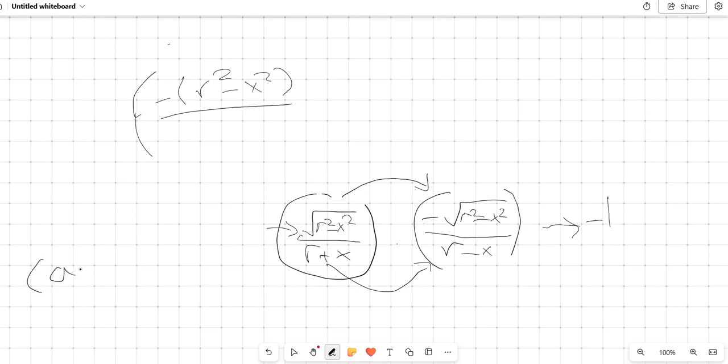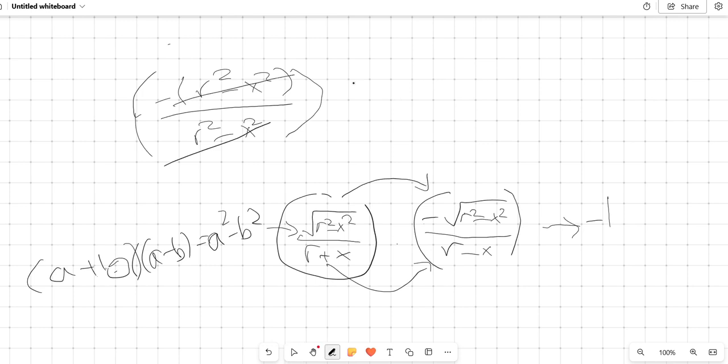We know the really well-known identity that a plus b times a minus b equals a squared minus b squared. So since a is just r and b is just x, we just get r squared minus x squared. And this is what happens when we multiply these two together. And now the rest is obvious. Cancel out. -1 over 1 equals -1. I was right. Yay. So the lines are perpendicular.